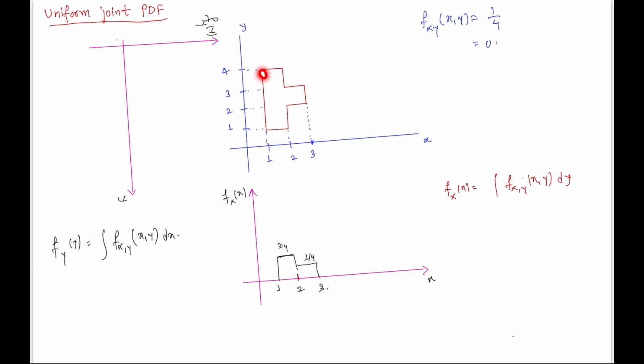Within this range x is varying from 1 to 2. For this y range, x is varying from 1 to 3, and for this y range, x is varying from 1 to 2, right? We will be splitting this into 3 regions, and then we can easily find the PDF. So for this region, when x varies from 1 to 2 and the probability is 1 divided by 4, it will be 1 divided by 4, right? So for this particular region, we will have the height of 1 divided by 4.